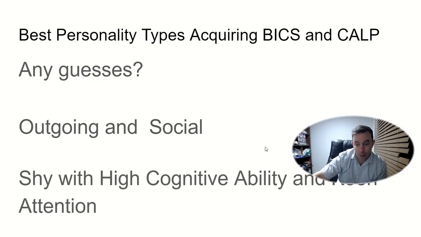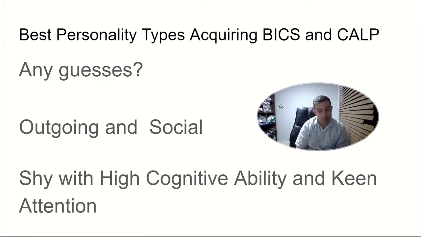Which brings us to the other personality type. If you're shy but have a high cognitive ability and pay attention to detail, for example, that's great for a language learner as well. And I wouldn't even necessarily say that this is just for CALP, but it will certainly help with CALP, because what are you doing as a shy person with a high cognitive ability who's paying attention? You might pay attention to the academic stuff that you're learning in the classroom, and that'll help you to develop.